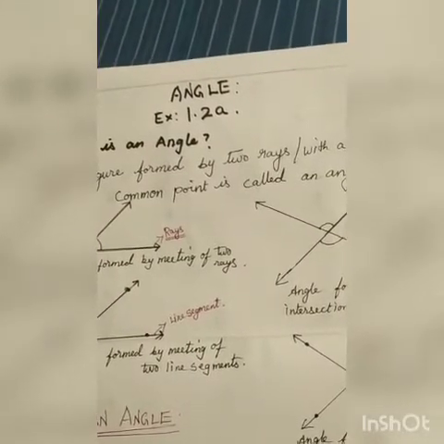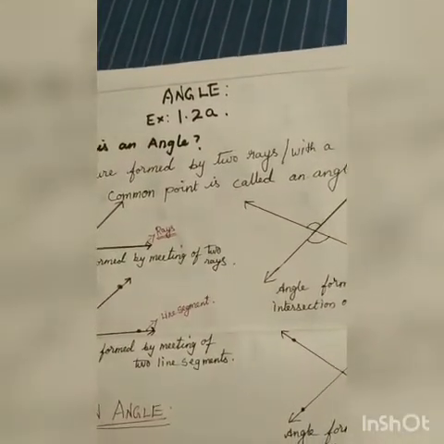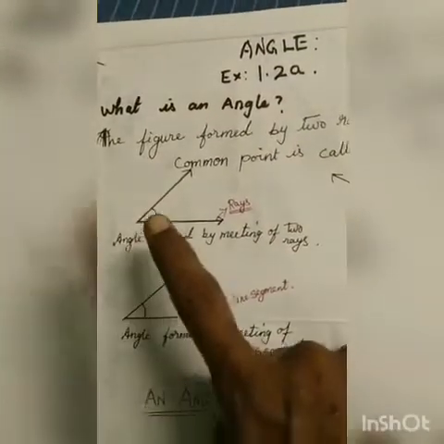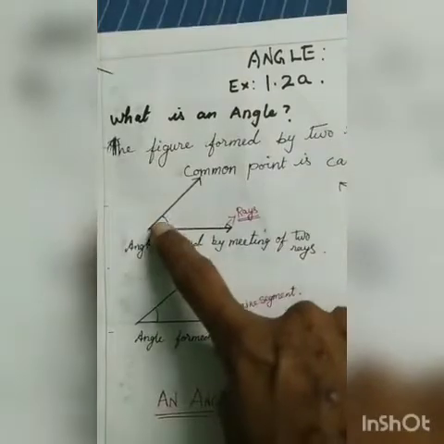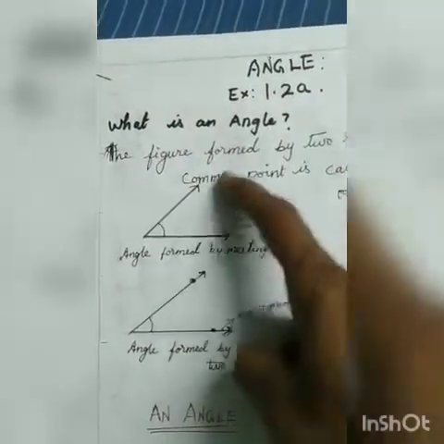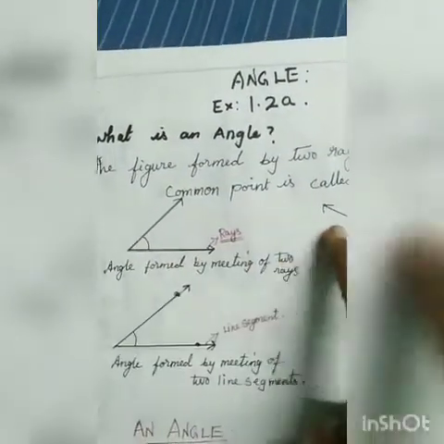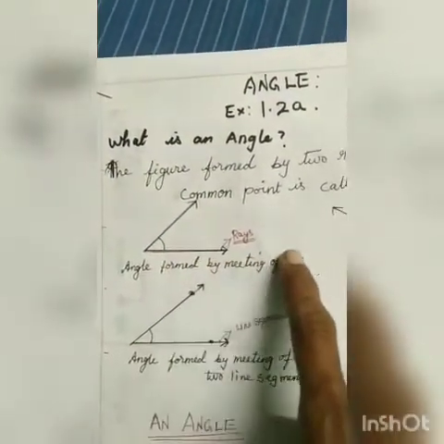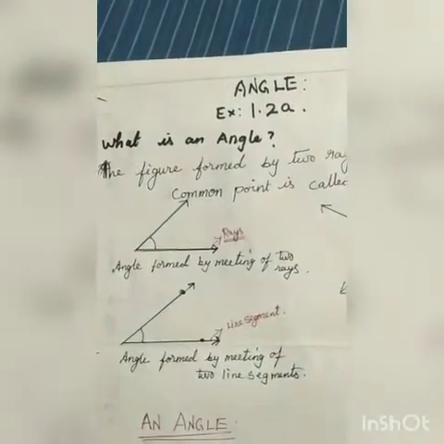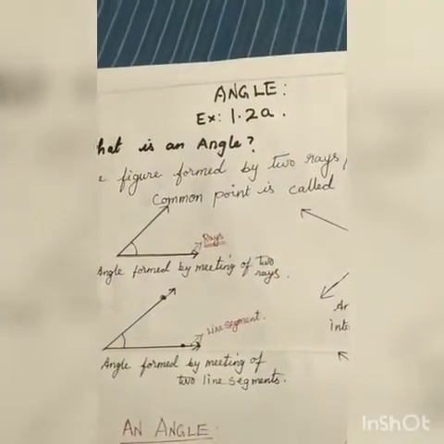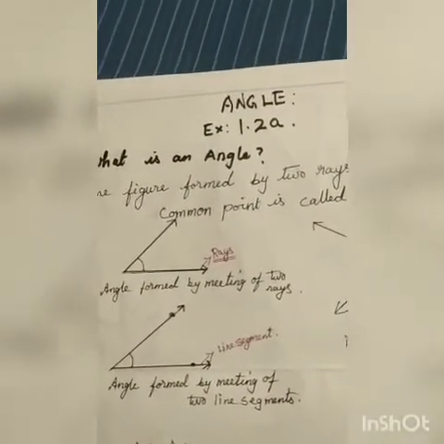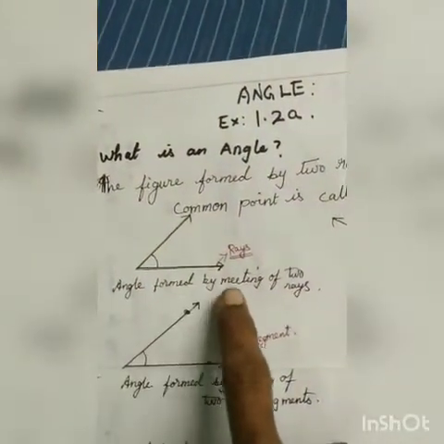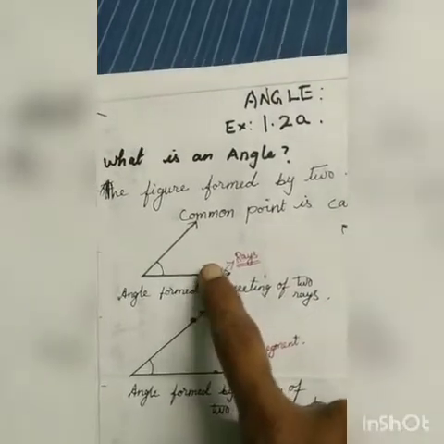Now here the rays, what is a ray, I have told you already in the notes. It is the line starting from one point and going never ending in one direction, that is called a ray. You understand, starting from one point and going to the other end without ending is called a ray. So in that case there are two rays here, 1, 2. So the angle formed by the meeting of two rays, this is an angle.